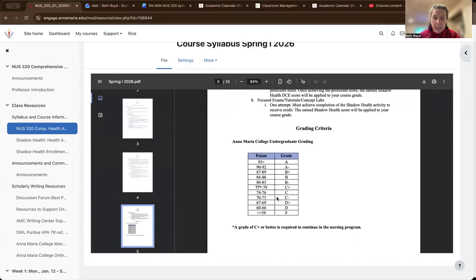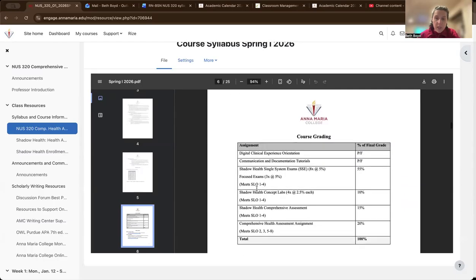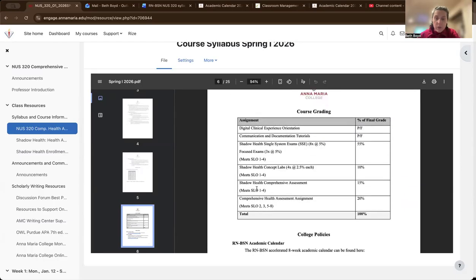Here is your grading criteria. You do need a grade of C plus or better. So 77 is the lowest grade you'd be able to have in this course to be able to continue in the program. This is a breakdown of your assignments.